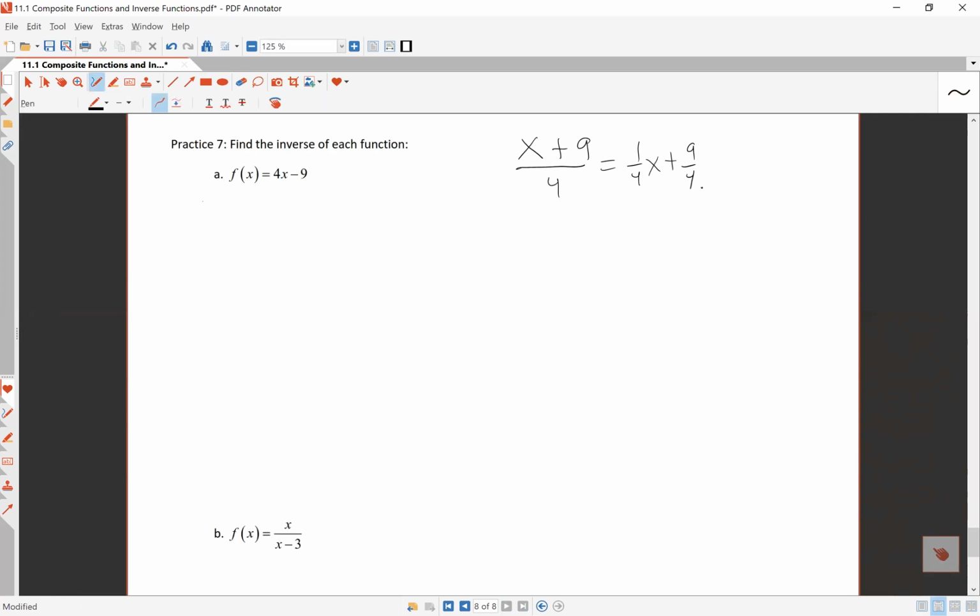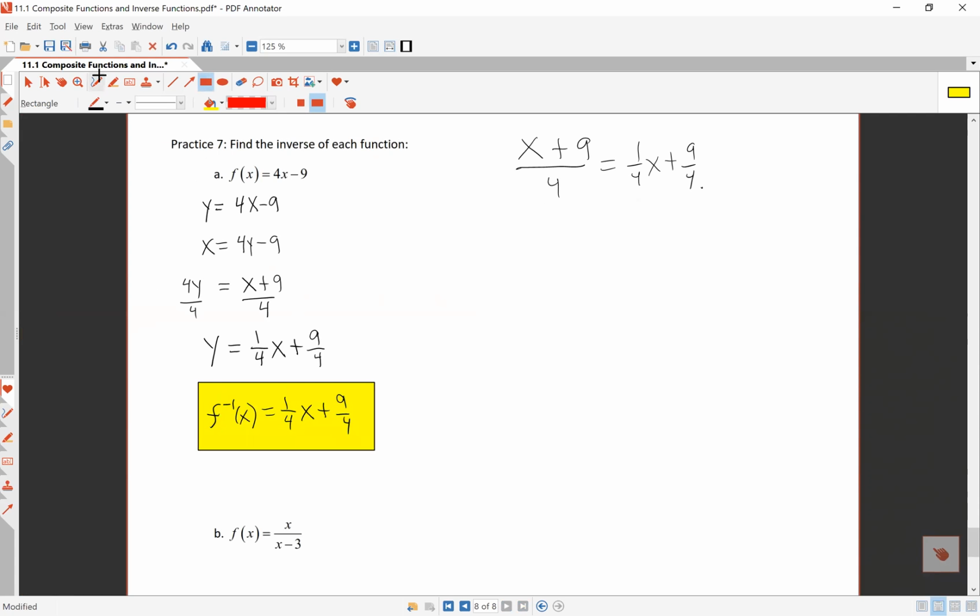But by the switch and solve method, we first start by putting the y back into the problem. Now we do our switching. And now we do our solving. Solving for y, we would add 9 to both sides, and then we would divide by 4. That gives us 1/4 x plus 9/4. And then the finalization is to say, well, we found the inverse. f inverse is equal to 1/4 x plus 9/4.